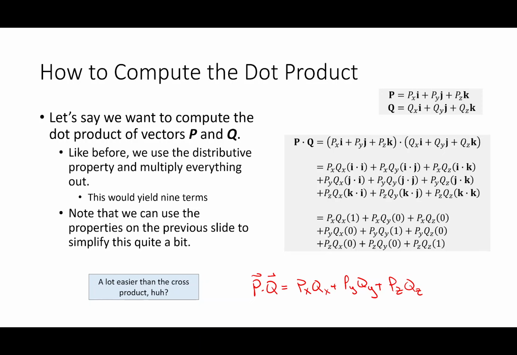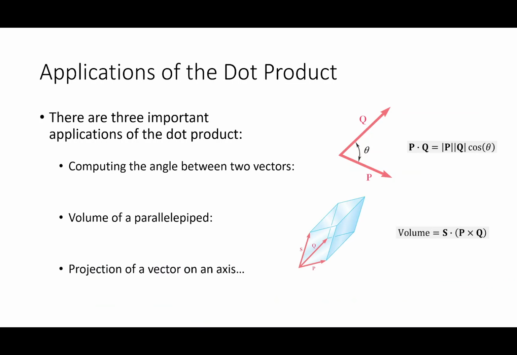So far so good? Now, for any mathematical operation, if we're going to define it, there better be a reason for it. So what are the reasons for the dot product? Where could we use it? Well, one way is to compute the angle between two vectors. If you have two vectors in space, you take P dot Q and the magnitudes of P and Q, and you can compute the angle between them by dividing and taking the inverse cosine. So if you're ever asked how to find the angle between two vectors, that's a really easy way of doing it.